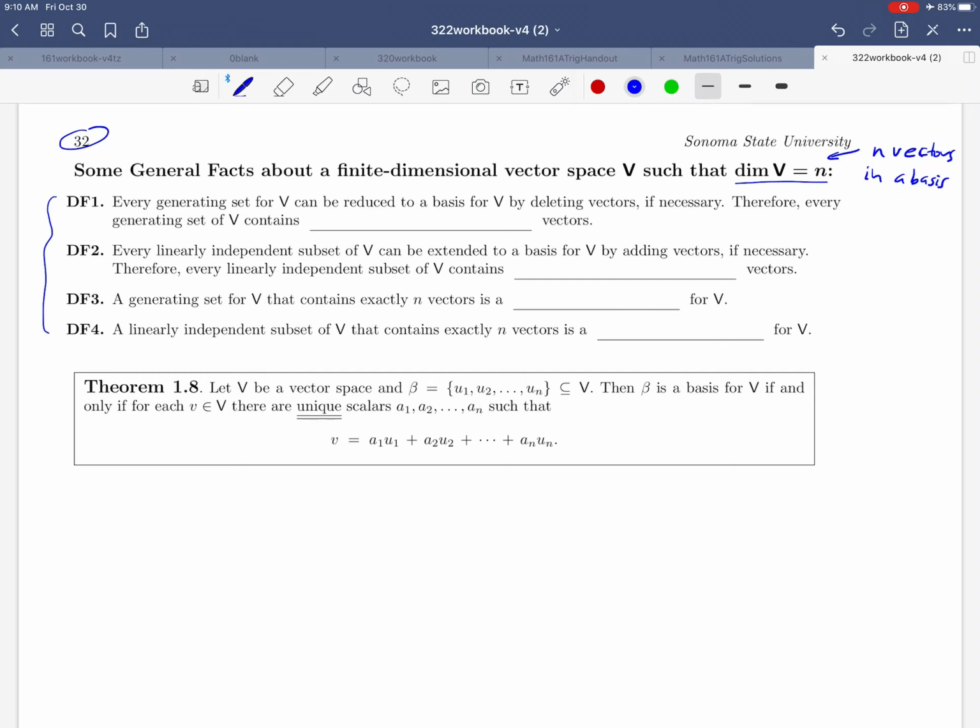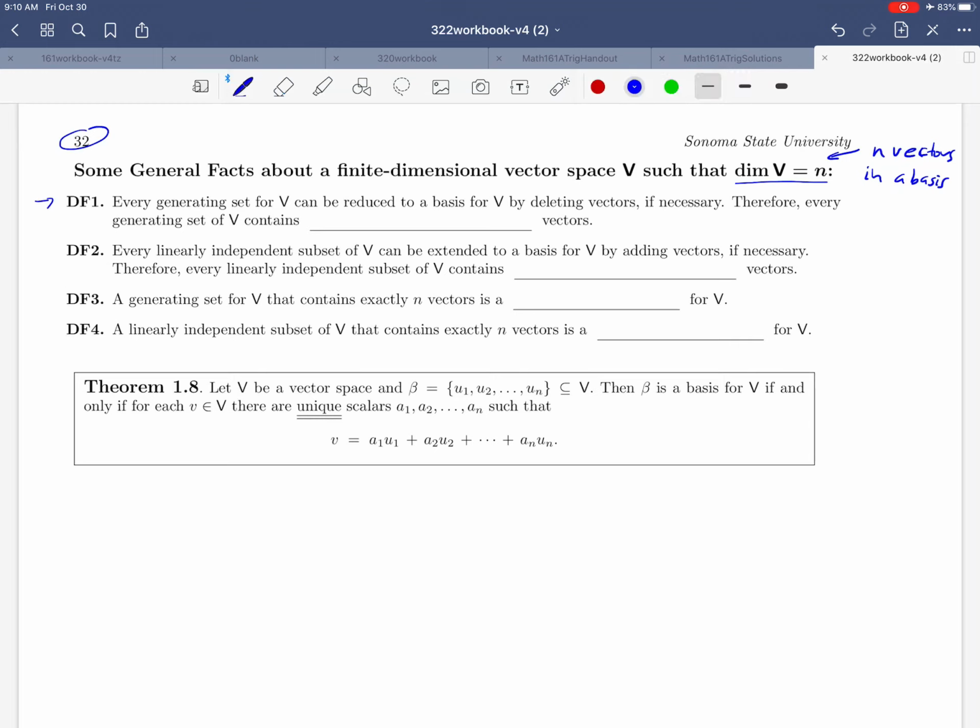Okay, and we're going to content ourselves with just filling these facts in, maybe saying a few brief words about why it might make some conceptual sense. If this were a more advanced course, we'd probably go a little deeper and prove these things too. Okay, let's start with DF1 here.